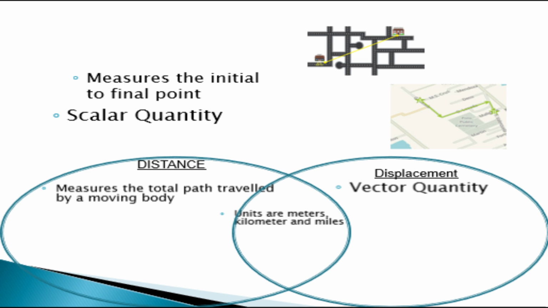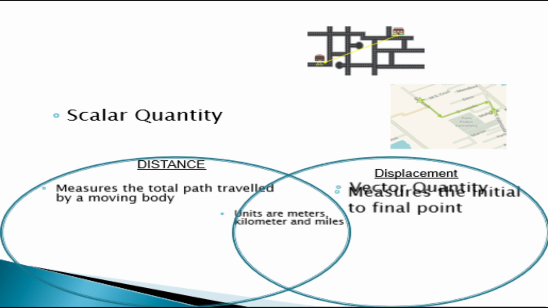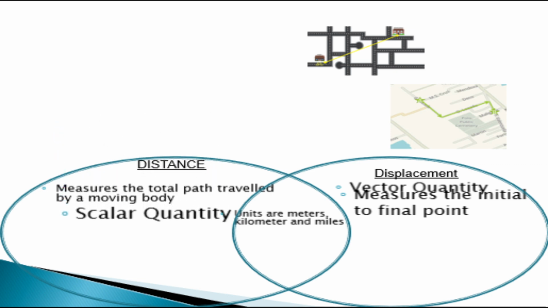Next one, measures the initial to final point. So this is displacement. Displacement refers to the measurement from the initial to final point, irregardless of how far an object travels, as long as it only measures how far the initial from the final point is. We have scalar quantity. So this is for distance.